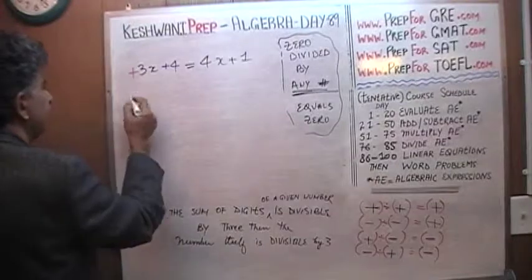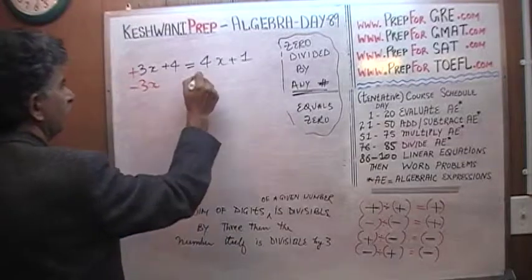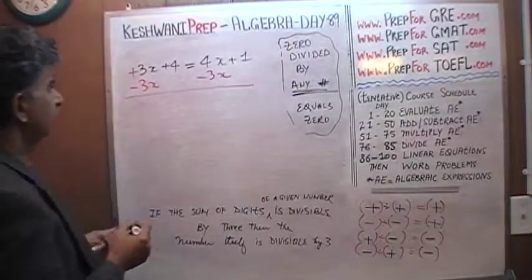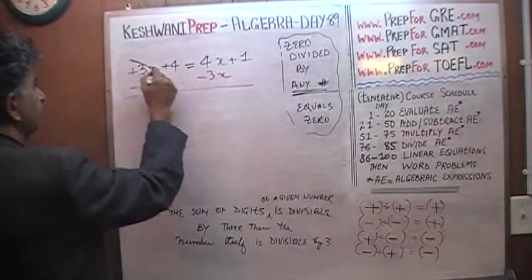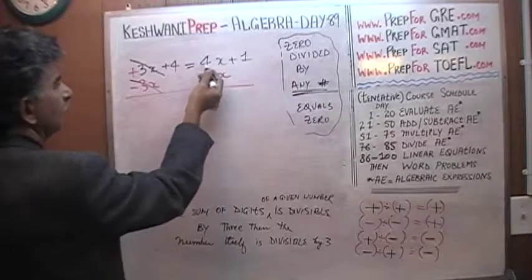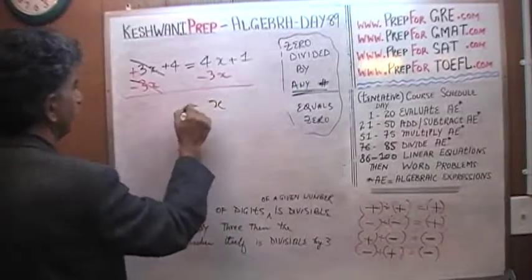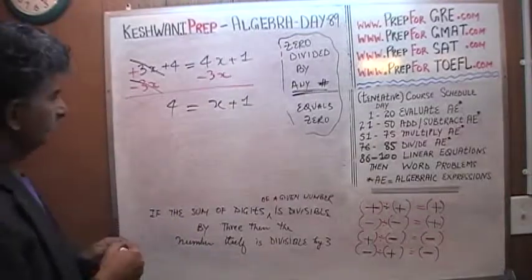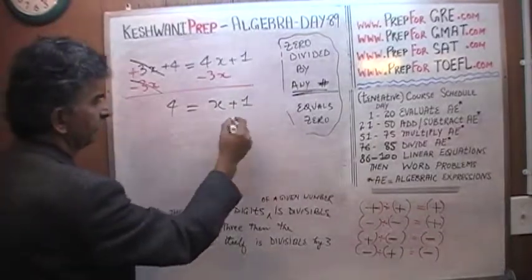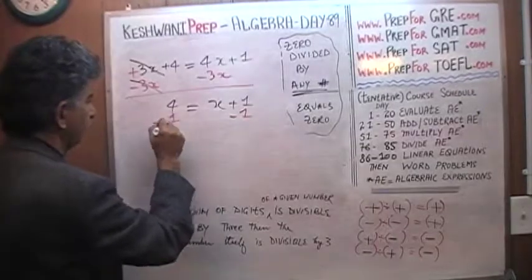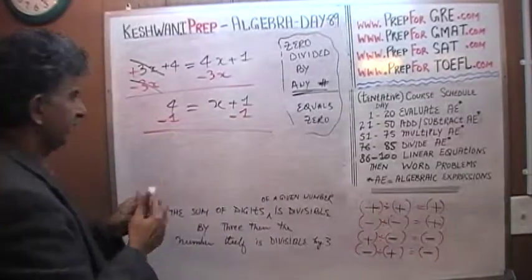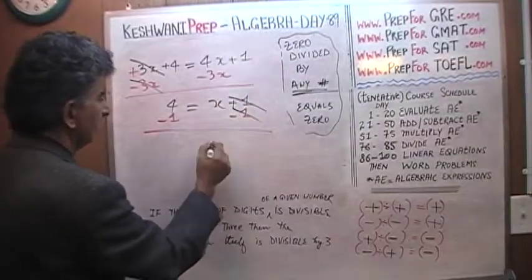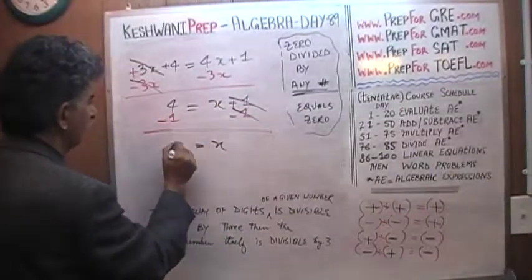So this is a positive 3x. Subtract 3x from both sides. This 3x cancels out this 3x. 4x minus 3x is x. This is the 4, and here we have a 1. Now we need to get rid of this 1 here. Subtract 1 from both sides, and that will take out this 1. And x equals 4 minus 1, which is 3.